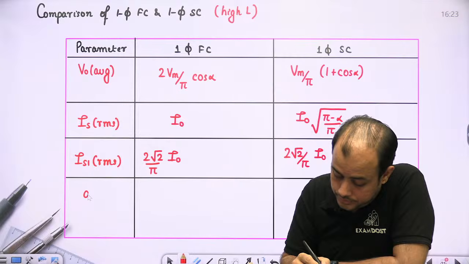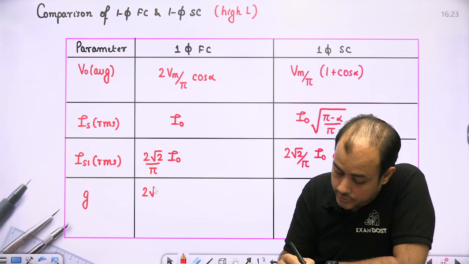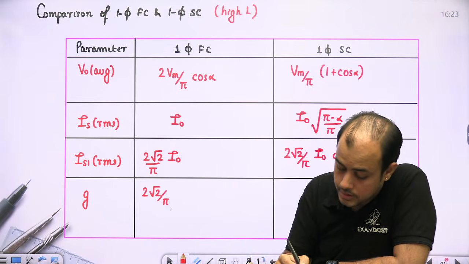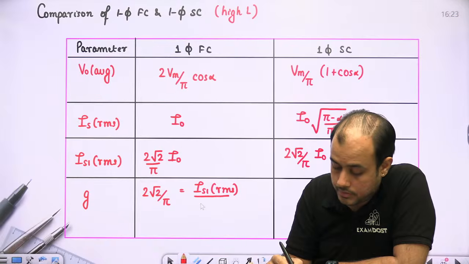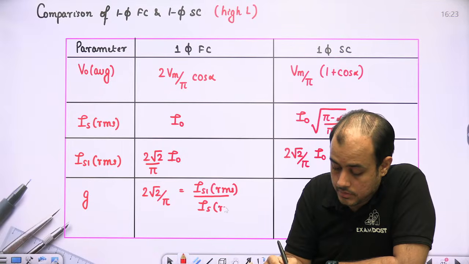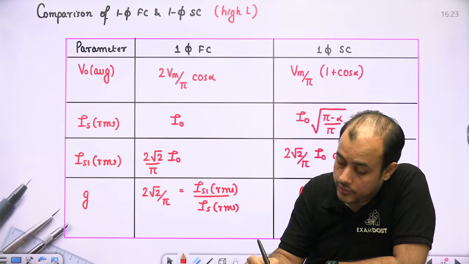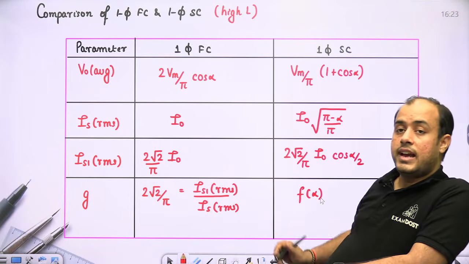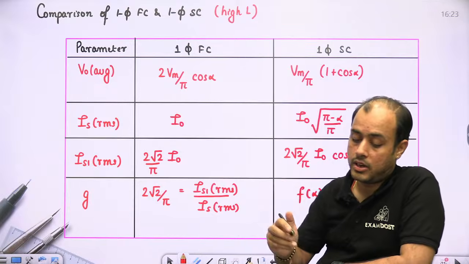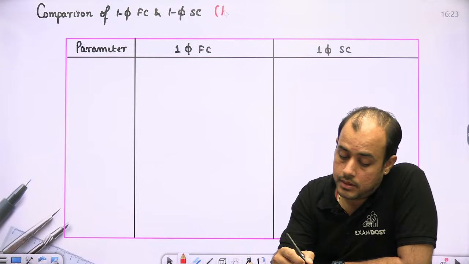Then distortion factor, which is fundamental RMS by total RMS. Now here it will depend on alpha. Here you will get constant value of G, but here it will depend on alpha. Okay.